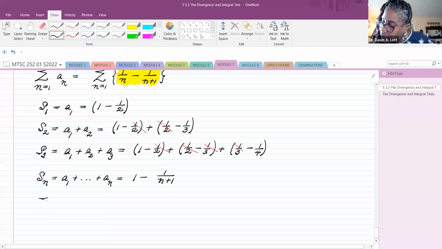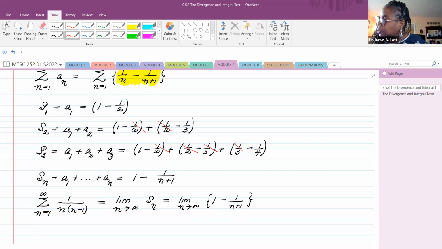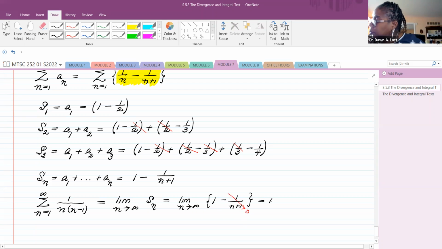So I get that. So therefore the sum, n equals 1 to infinity of 1 over n times n plus 1, is the limit as n approaches infinity of the nth partial sum. But that's the limit as n approaches infinity of 1 minus 1 over n plus 1. And that goes to 0. So I just get 1. And I'm done.